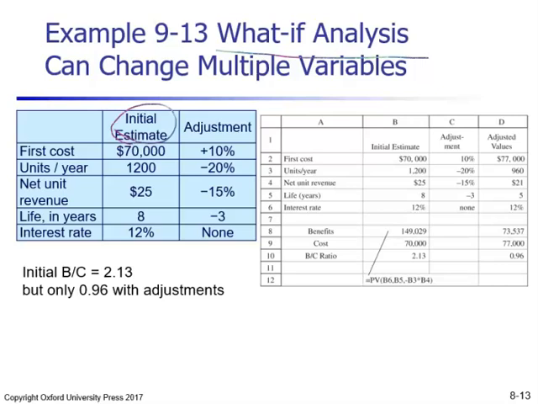So this $70,000 here is just an initial estimate. It is not a finalized one, or something that we can say is certain. The number of units that are being manufactured, serviced, or anything is 1200. Again, we are not sure about that. And net unit revenue, the initial estimate is $25, the life of the project, our estimate is 8 years, and the interest rate is 12%.